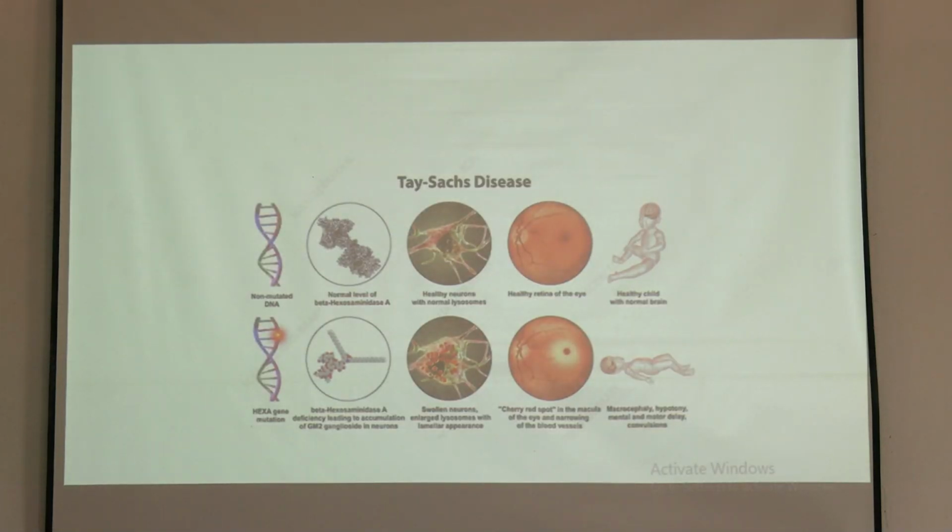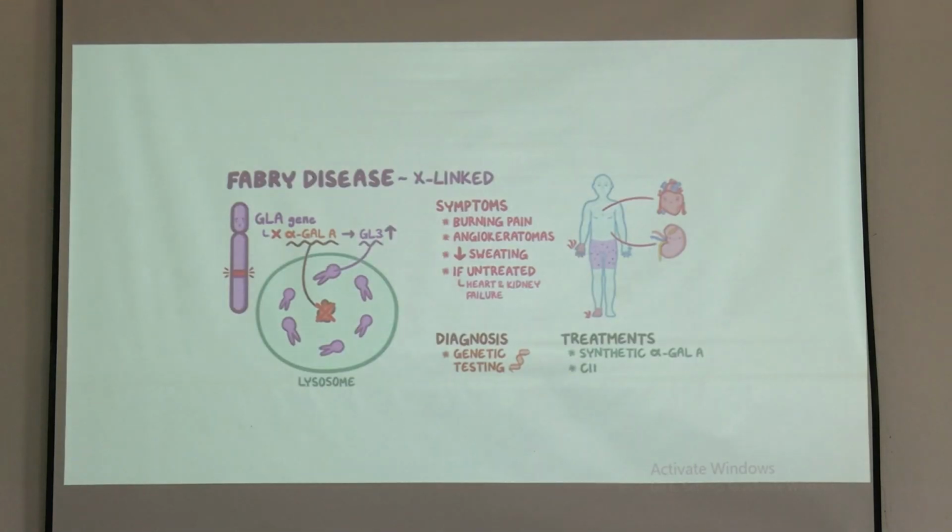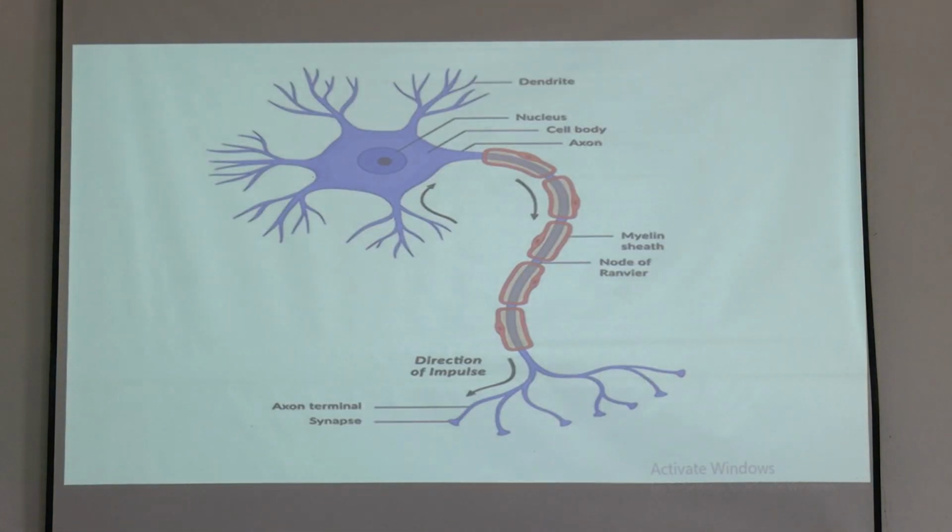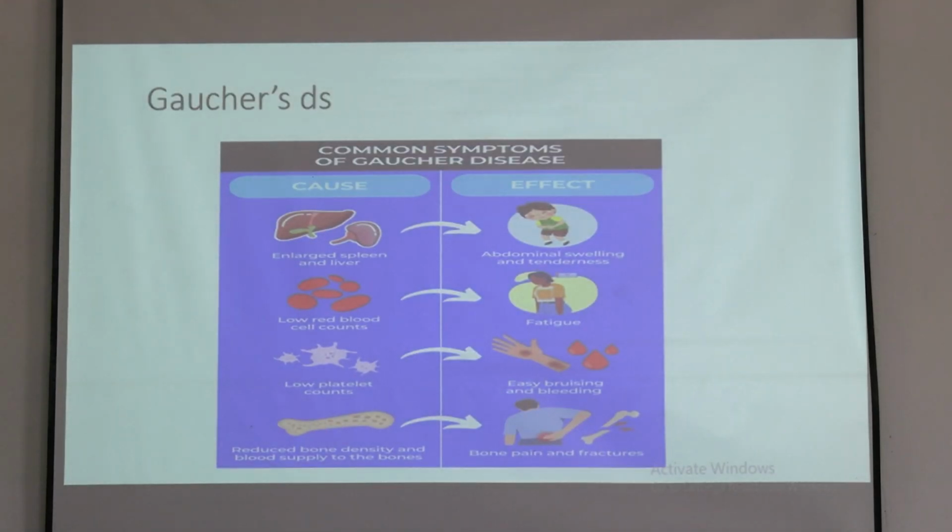In Tay-Sachs disease, if you see the picture, there is a cherry red spot in the macula; the problem is in ganglioside. So it is a nerve problem, and all of these are lysosomal enzyme deficiencies affecting hydrolysis. This is Fabry disease, structure of a nerve cell. This is Gaucher disease, where there can be abdominal swelling and tenderness. In Gaucher disease, there will be liver and spleen enlargement.